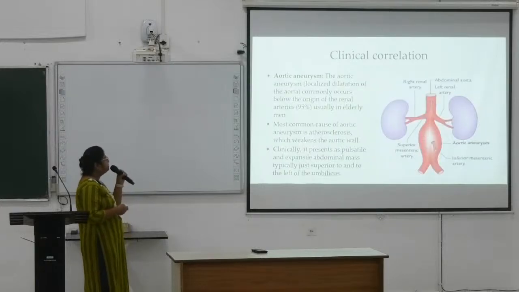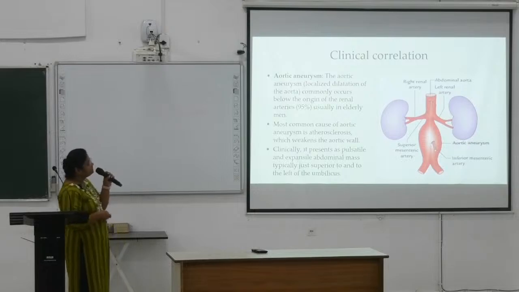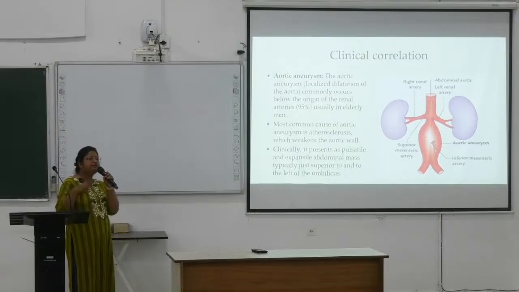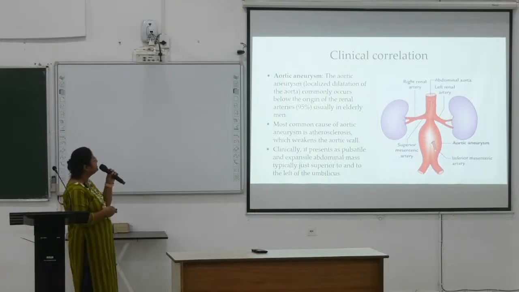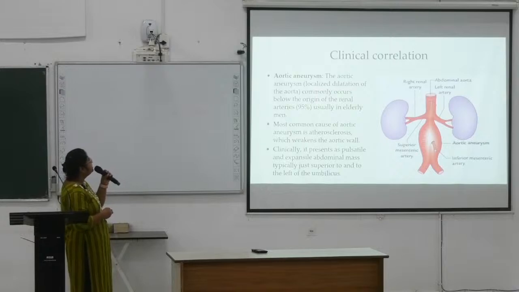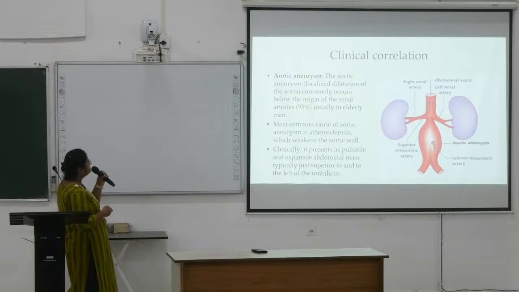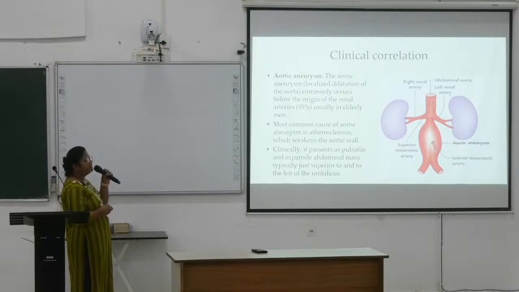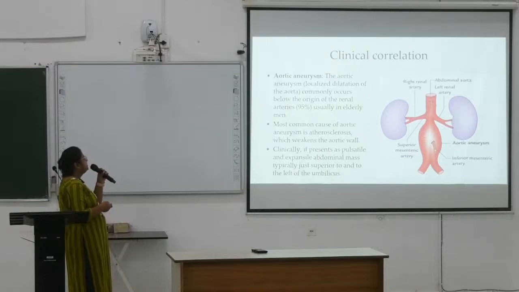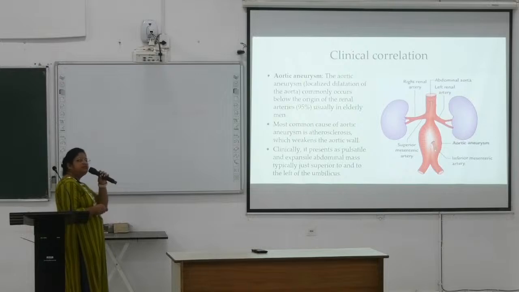Next is aortic aneurysm. Okay, aorta is main important vessel of the posterior abdominal wall. So aortic aneurysm is localized dilatation of the aorta, commonly occurs below the origin of renal artery. Here below the renal artery there is dilatation, that is aortic aneurysm. In 95% cases below the renal artery. Usually occurs in elderly men.